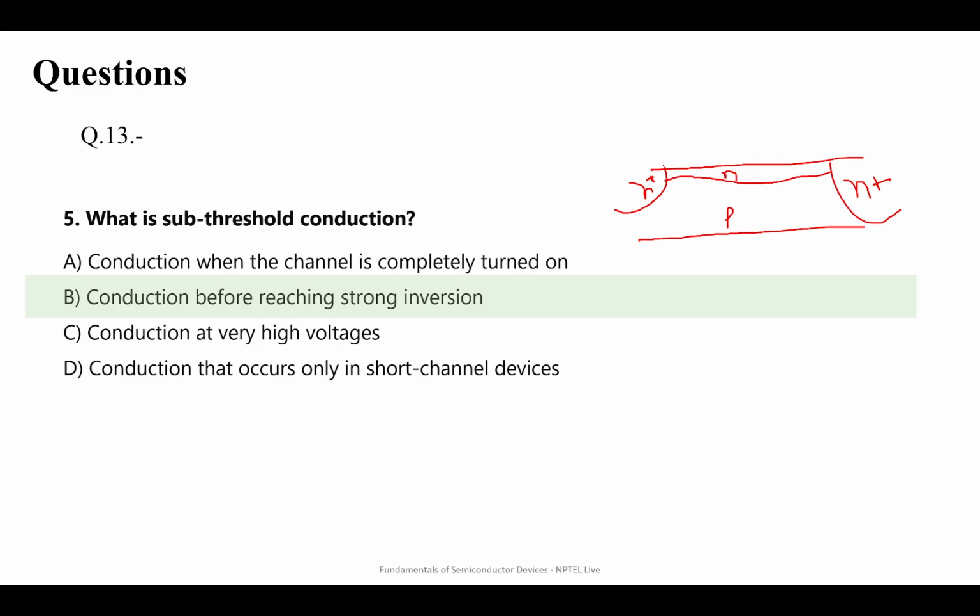So in strong inversion, this would be high, this would be N type.